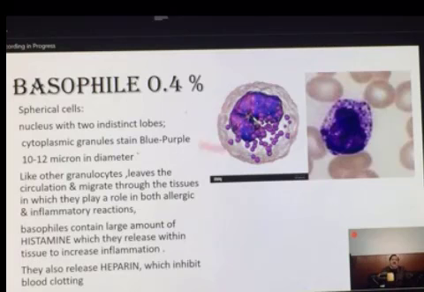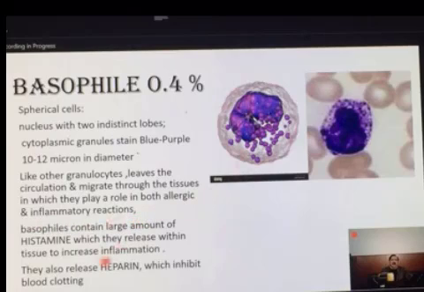The other granulocyte is the basophil, and its count is very low, just 0.4%. It is also spherical, with a nucleus with two indistinct lobes. The cytoplasmic granules stain blue-purple. You can see that these are the granules, and they are blue-purple, 10 to 12 microns in diameter. They are also produced by the bone marrow. They circulate in the blood and then leave the blood and migrate to the tissue, where they play a role in both allergic and inflammatory reactions.